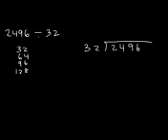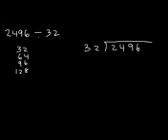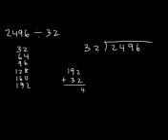Now 128 plus 32, if we add that, 8 and 2 is 10. Carry over the 1, 2 plus 3 plus 1 is 6. Bring down the 1, that's 160. And if we add 32 to 160, that's going to be 192. And then 192 plus 32, that's 4. 3 and 9 is 12. Carry over the 1. That's going to be 224.